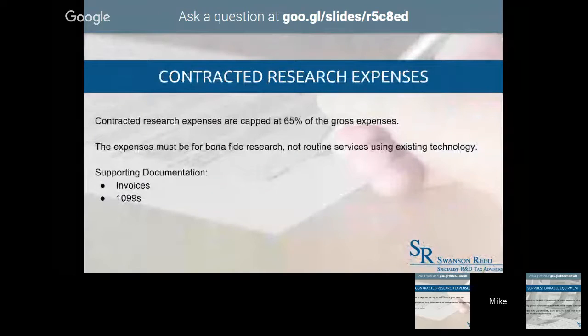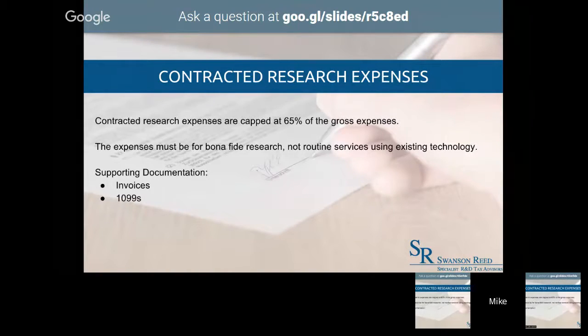Okay, contractor research expenses. This is like a lab outside your company or your operation that you ask to do some sort of validation or testing to see if you're getting the results you're after. I say a laboratory, it could be any outside agency that you contract with. You get to cap those expenses. They have to be capped at 65%.